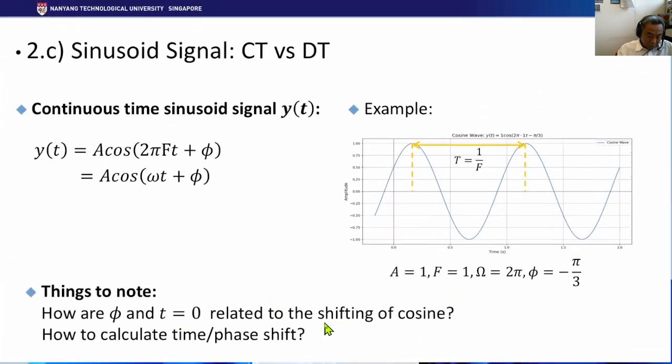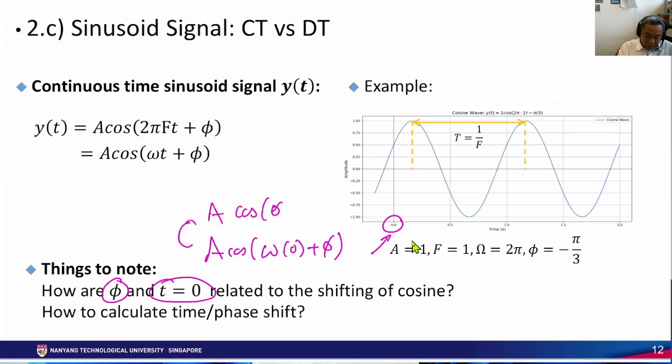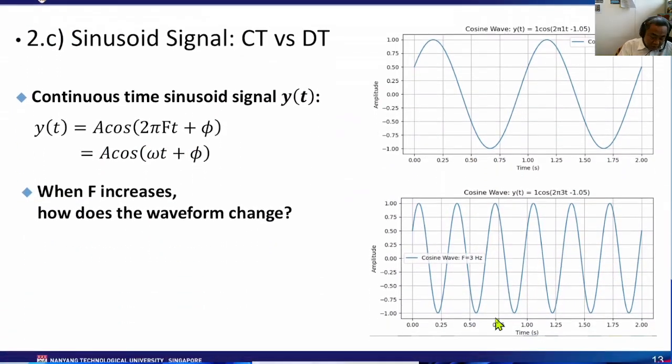So this is the question that you have to answer. What does t equals 0 mean? Basically it means that we are observing the value of A cosine of omega times 0 plus phi. So what this results in is A cosine phi. And therefore this value here is exactly this value over here. So these are what you are expected to know from your A levels as well as your poly. So we are going to continue now to what happens when we increase f.